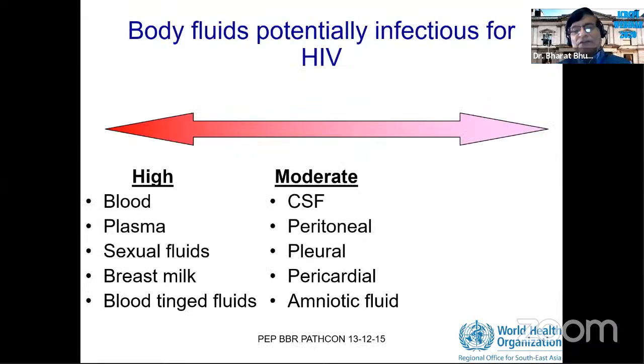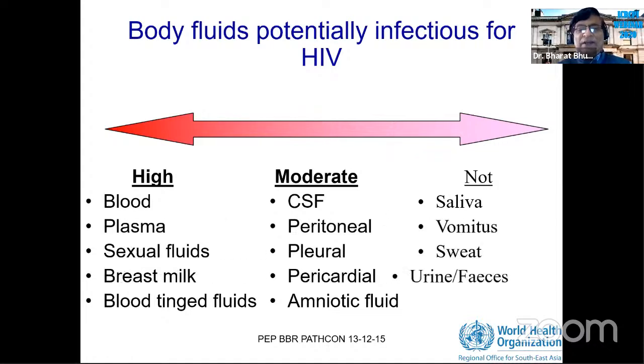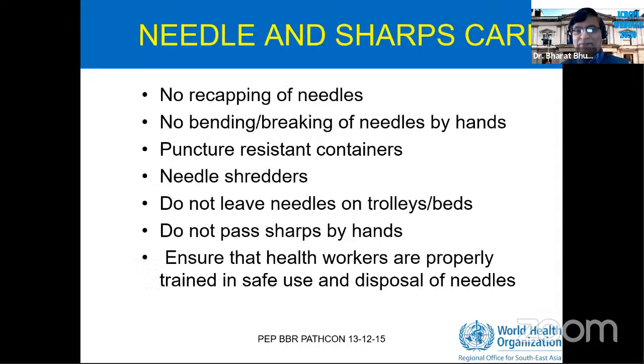So what are the body fluids which are infectious for HIV? Blood, plasma, sexual fluids, breast milk, blood tinged fluids are the ones which are at the highest risk of basically getting HIV. All other body fluids like CSF, peritoneal, pleural, pericardial fluid have moderate chances, but for saliva, vomitus, sweat, urine, feces, there is no chance of basically getting infection from them unless they are contaminated with blood.